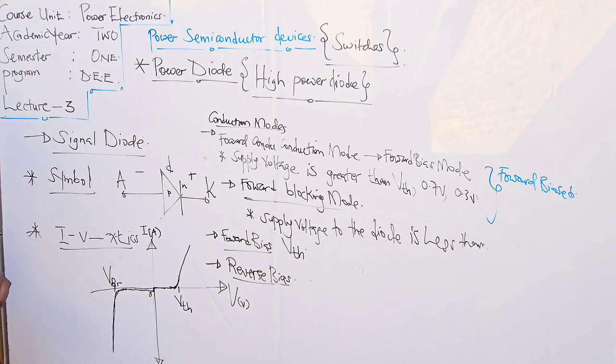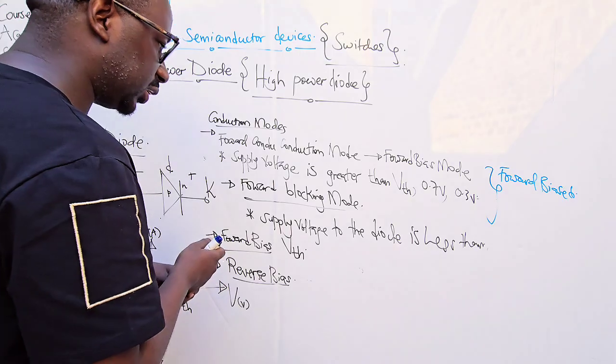Remember, this is the voltage beyond which the diode will completely conduct. It will act as an ideal switch, ideally. But in real essence, we will see that no switch is ideal. There is no such thing as an ideal switch. So let's get to another mode.